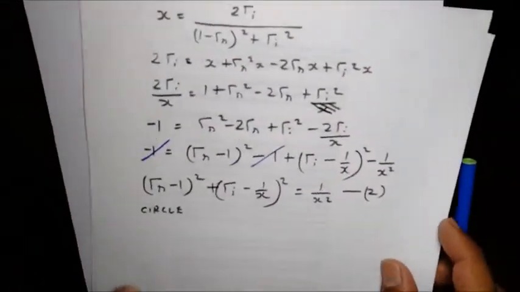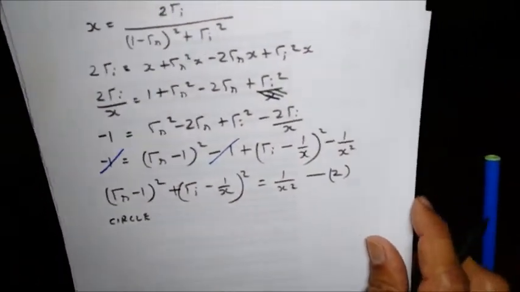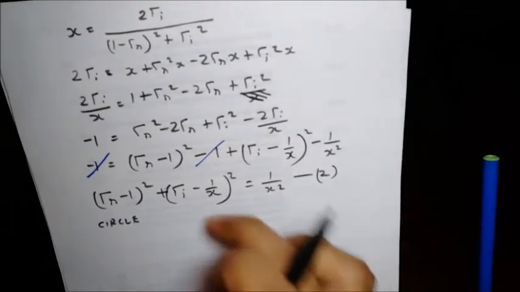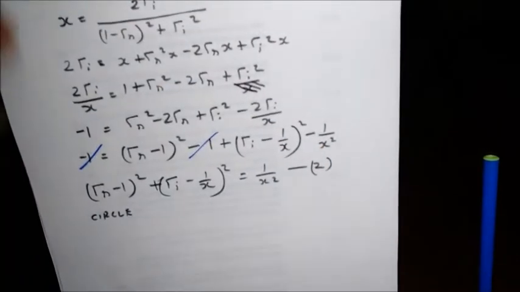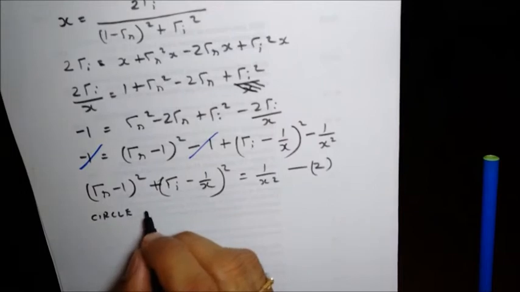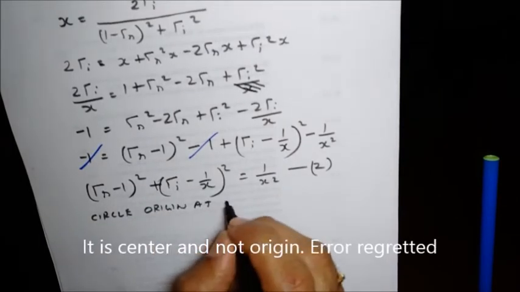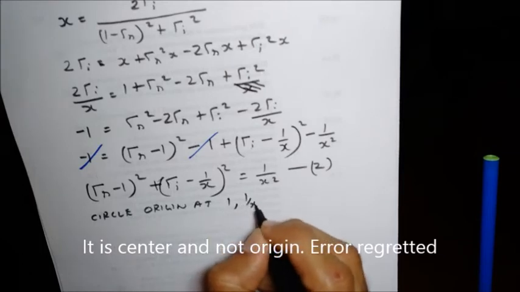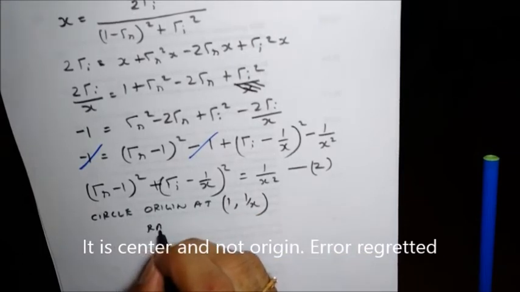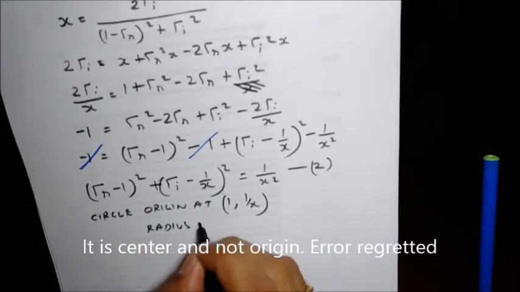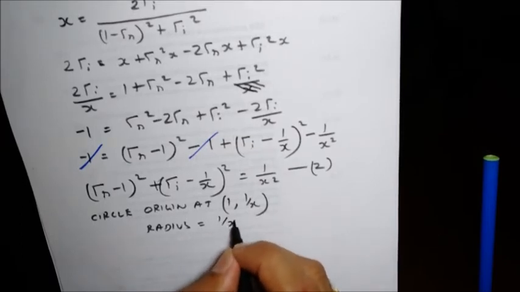Just a minute. Yeah, equation 1 was there. Yes, and this is equation 2. Correct. So this is a circle. Again, if you look at it on a gamma r, gamma I space, it is a circle with the origin at 1 and 1 by x and radius equal to 1 by x.